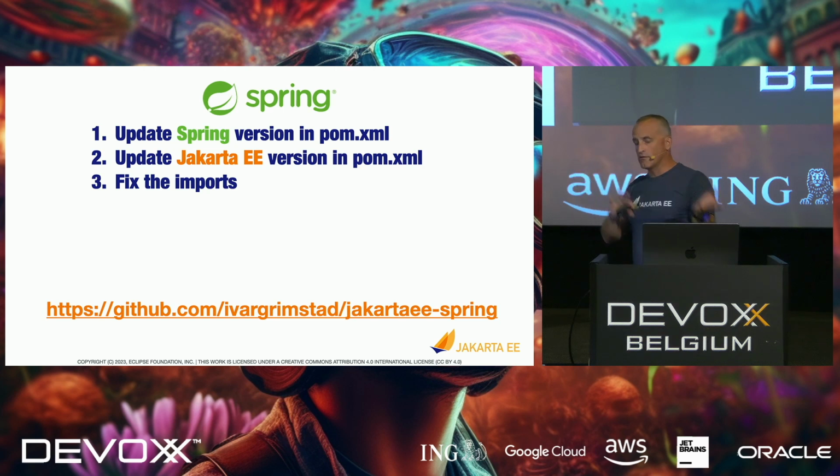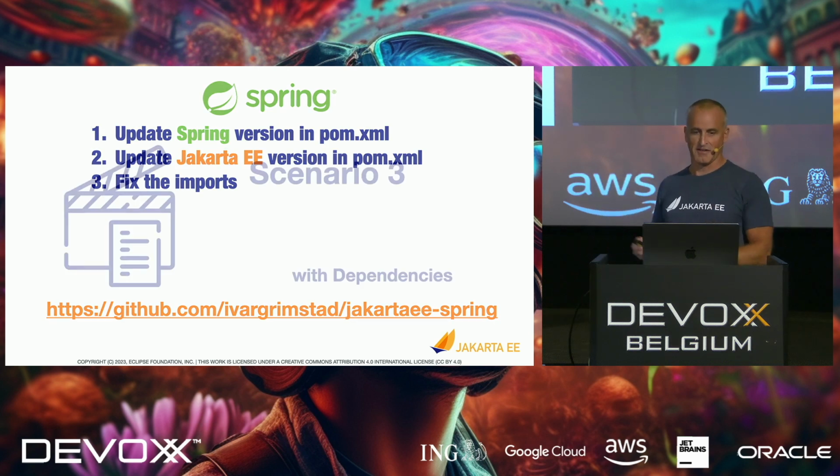So if you do it manually or with the tool, what you have to do is to update the Spring version in pom.xml, then update the Jakarta EE versions if you have any. I didn't have any, so I just had what I got transitively from Spring. And then fix the imports and compile and see if it runs. You may have some tests as well, but we don't do that stuff.